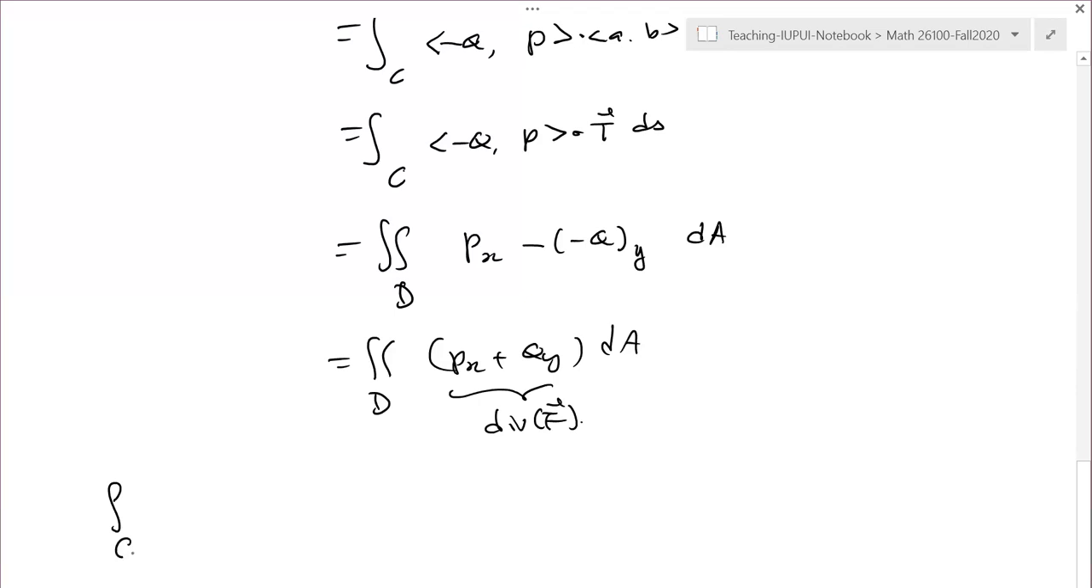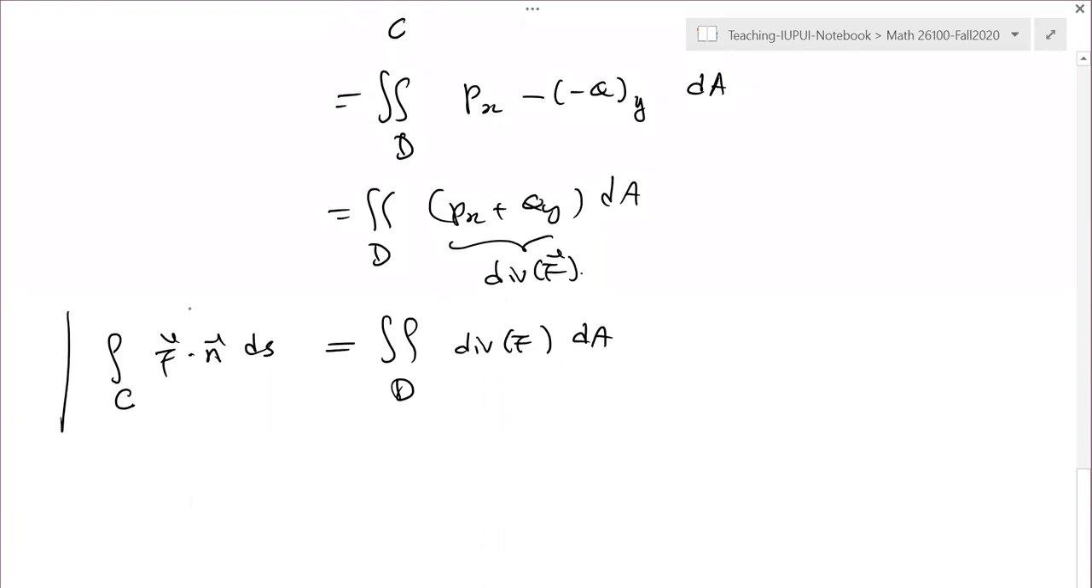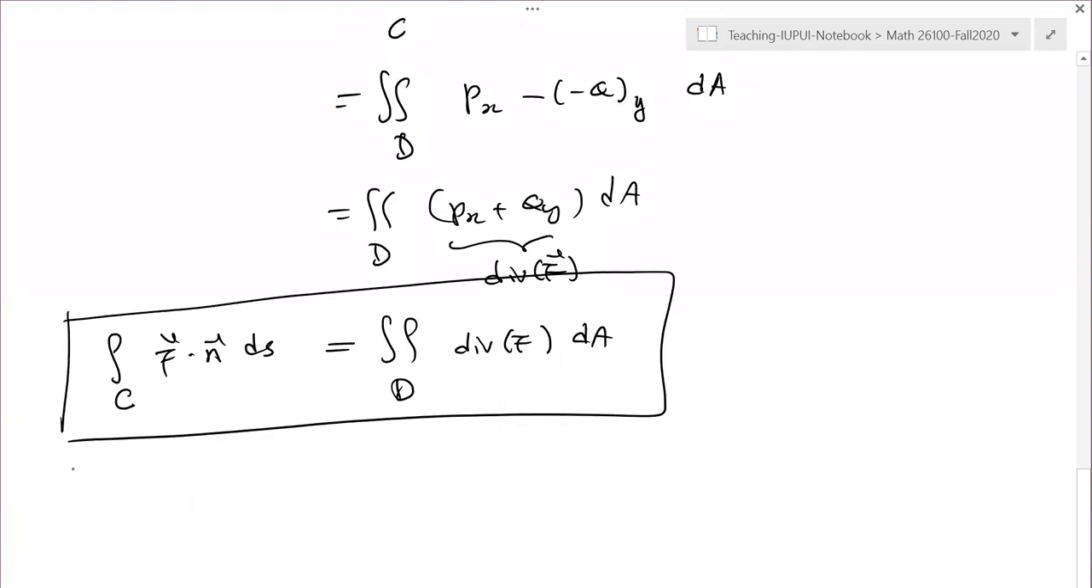So in other words, I have this actually much better notation. This is going to be the divergence of F dA. That's interesting. This is an interesting formula. In dimension 2, it follows from Green's theorem. So Green's theorem, if it's stated in this form, it's better. Actually, you can call it Green's theorem too.